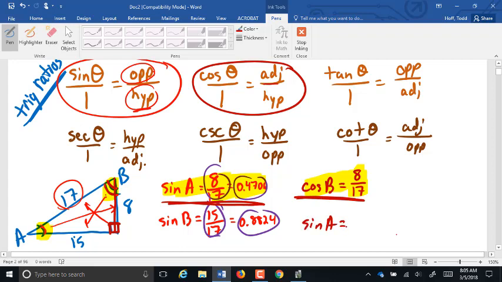Which means we want to find the sine of angle A, or not the sine, cosine of angle A. That's just going to be the same as the sine of B, 15 over 17. Here's A. Cosine is adjacent over hypotenuse. The adjacent side is the 15, and the hypotenuse is still the 17.